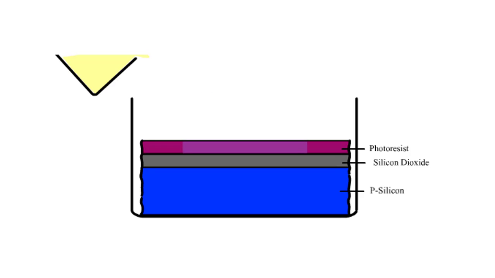Photoresist development. The photoresist is developed with a process very similar to that used for developing ordinary photographic film. Any resist which has been exposed to ultraviolet light is washed away, leaving bare silicon dioxide in the exposed areas.